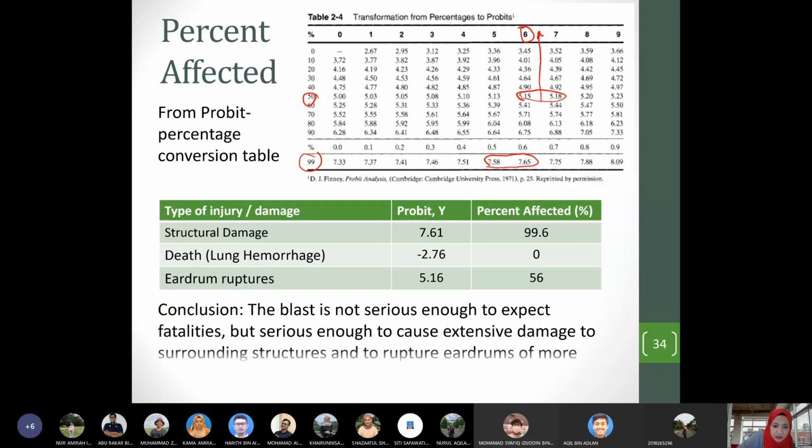Okay. All right. So the conclusion is this blast is not serious enough. Nobody will die from it. No fatalities, but it can cause structural damage. Almost all structures will be damaged because 99.6% is quite high, and more than half of the people will have eardrum ruptures. 56% of people will have eardrum ruptures if they are exposed to that amount of overpressure. Okay, but nobody will die.